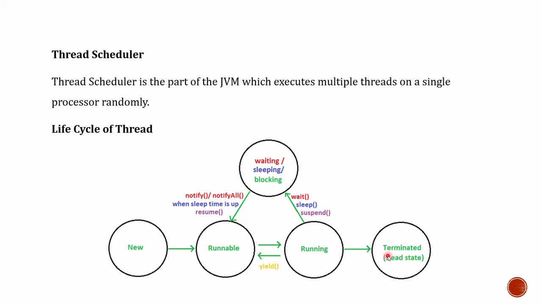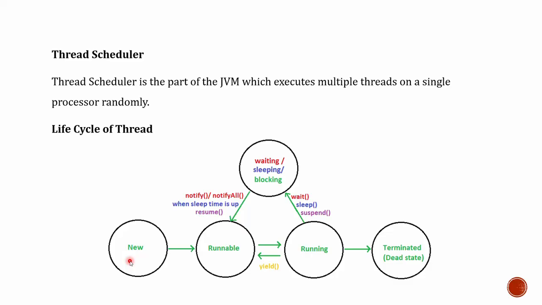This is the life cycle of a thread. New means new: a thread begins its life in the new state when an object of a thread is created. At this point, the thread has not yet started, it has just been created.